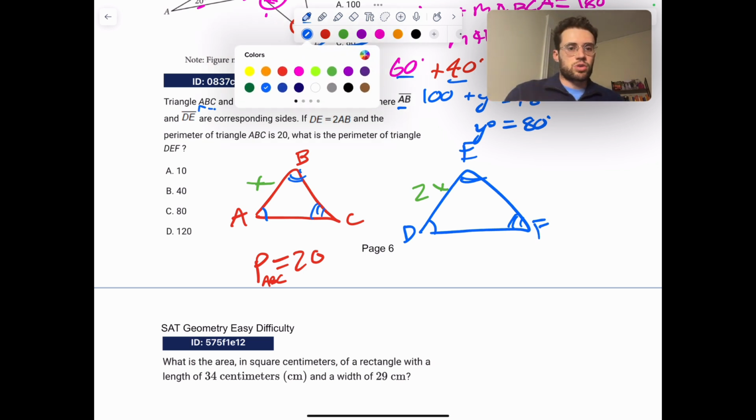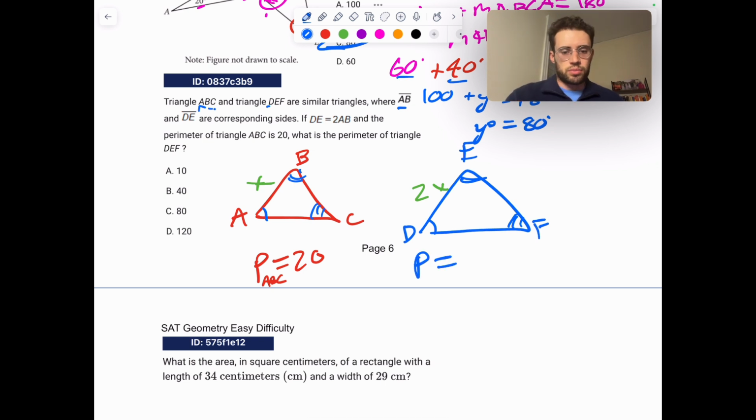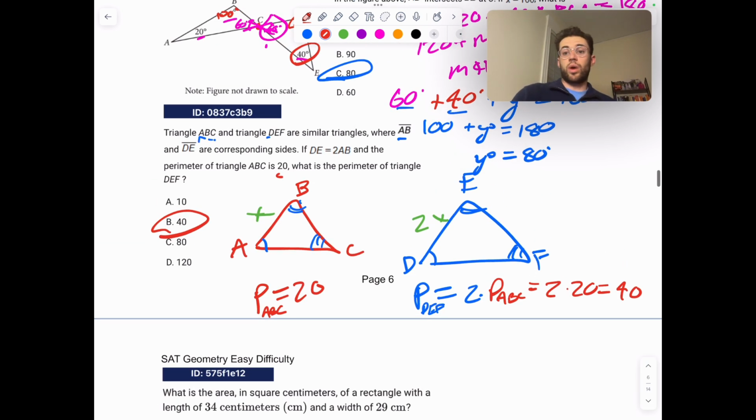So if the perimeter of this one is 20, then the perimeter of triangle DEF would be equal to 2 times the perimeter of ABC, which we know is 20, so 2 times 20 gives us 40. I don't think it gave units, but whatever. 40, which is option B. Perimeter is just one dimension, even though you're moving in a two-dimensional space, you're just measuring a length. It's in inches or meters or feet, it's not going to be squared. So you don't have to square the scale factor. If your scale factor is 2, then you just multiply the perimeter by 2.